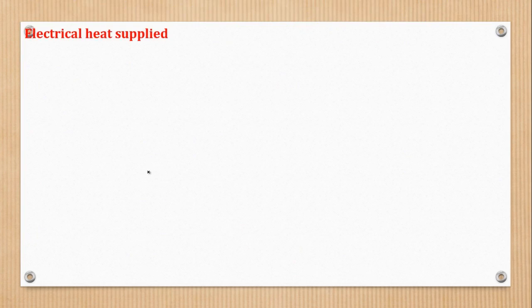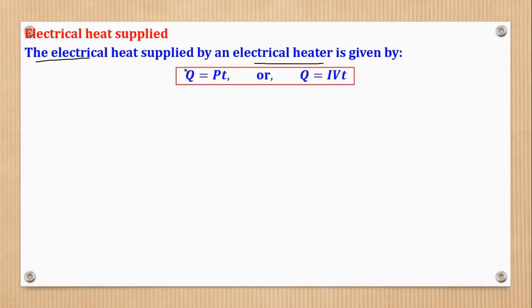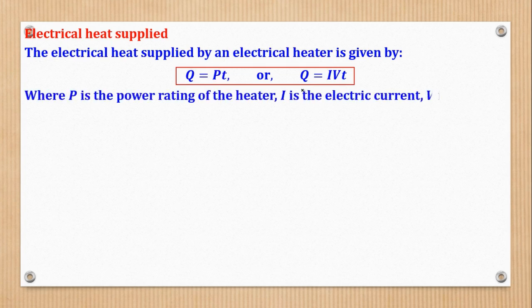Then next will be electrical heat supplied. So the electrical heat supplied by an electrical heater will be given by electrical heat is equal to power times time taken. And we know that power is IV, so it can be written as IVT, where I is current, V is voltage, and T is time taken. So that is now formula number 4.